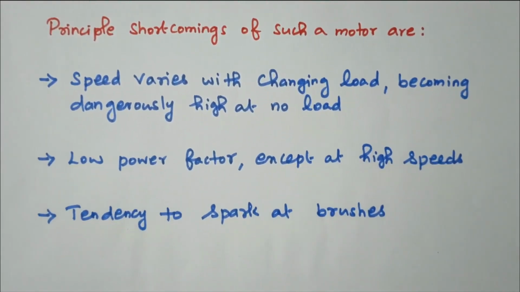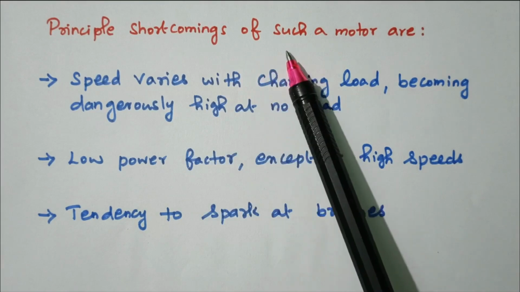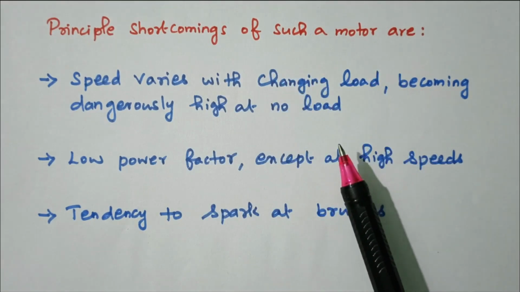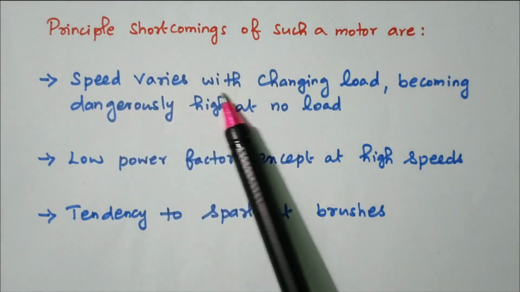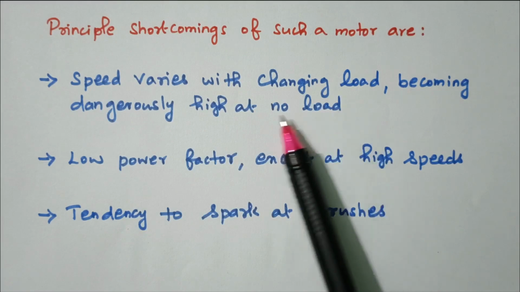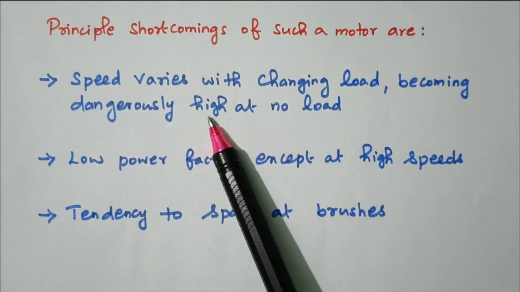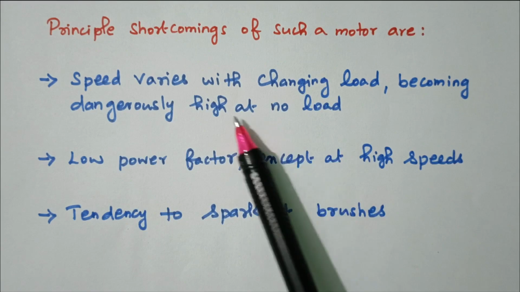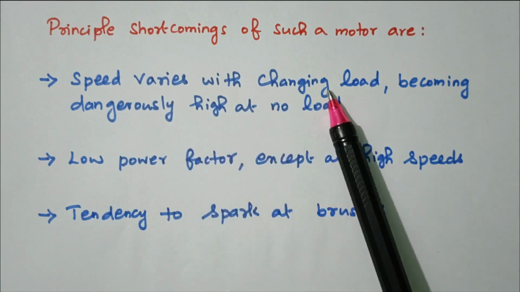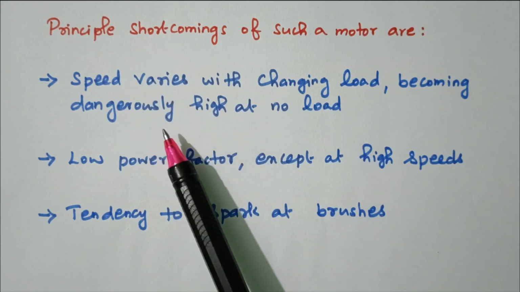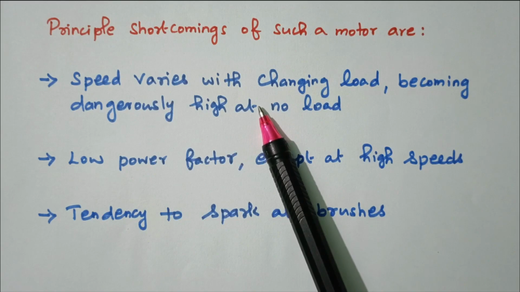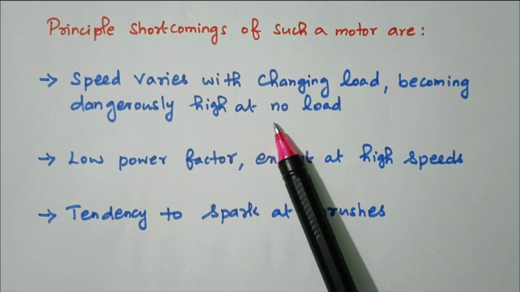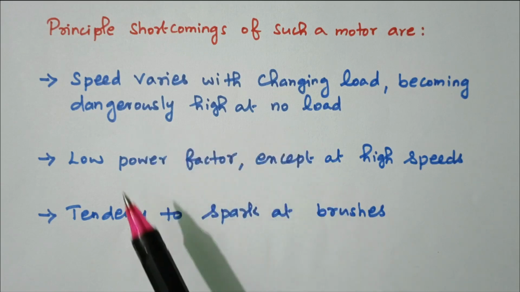The principal shortcomings of such motors are these. Speed varies with changing load, becoming dangerously high at no load. So if the load changes, the speed will vary, and that will be dangerous at no load, because the speed becomes very high. So we need to watch for the no-load condition, where a dangerous speed will occur.